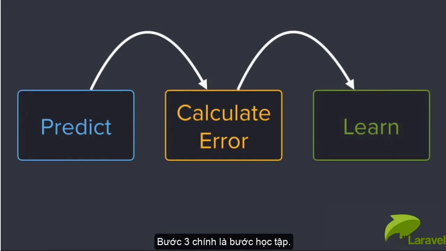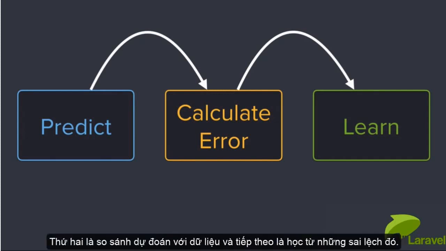And step 3 is the learning step. This is where we adjust our initial prediction. And this is the crucial part, right? First, we made a prediction. Second, we compared our prediction to the data. And now it's time to learn from our mistakes.